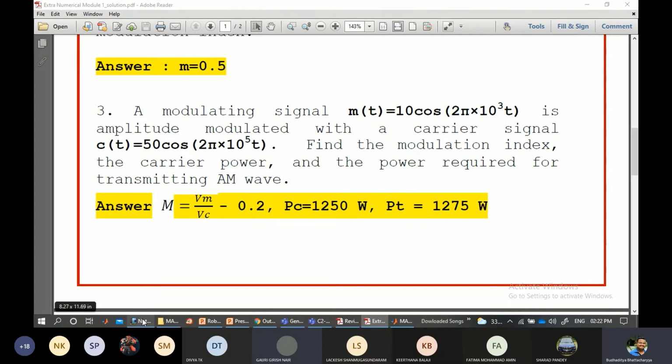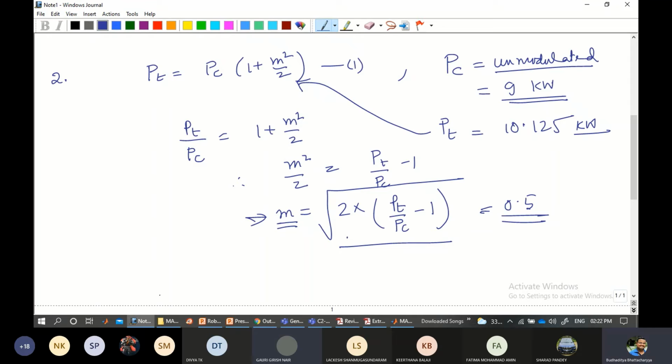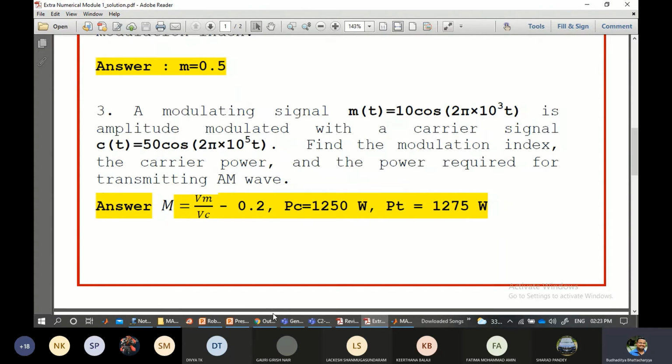Sir, but we don't know PC and PT yet, right? That is the answer I was talking about. This is a different question in which you are observing that the approach towards finding the modulation index is different, because in this particular question there is no provision given with respect to the carrier power or even the transmitted power. In fact, that is what you are supposed to find out over here.